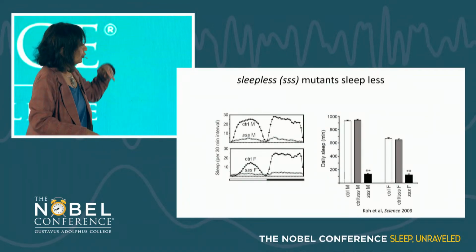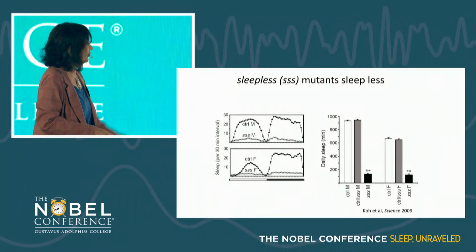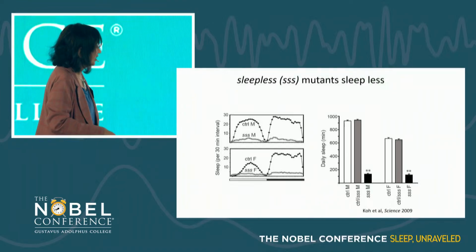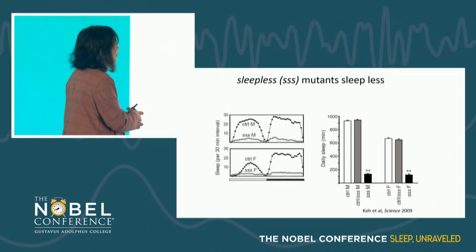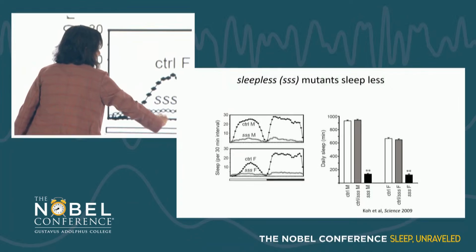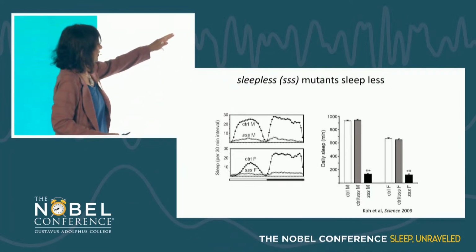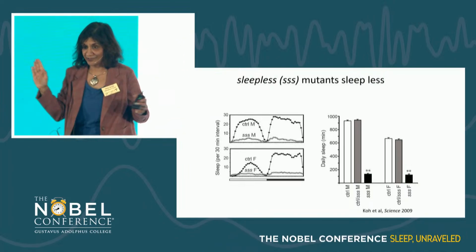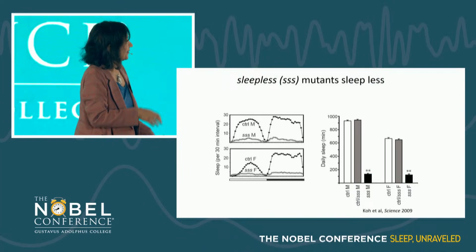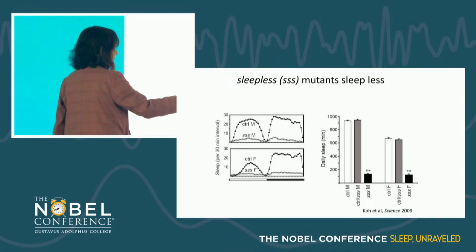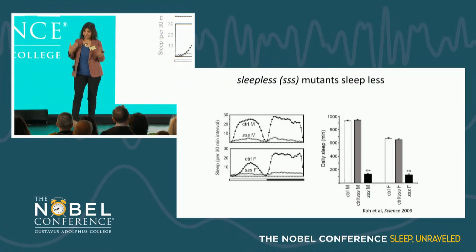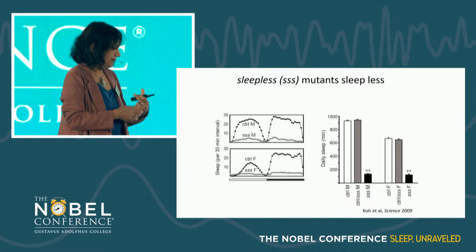So we did a screen, and here is the first mutant we got from a screen. And I hope you can see here that these mutants, males and females, you'll notice here, by the way, the afternoon siesta is much greater in males than females. That's just the way it is. And these mutants have 80% less sleep than the controls.